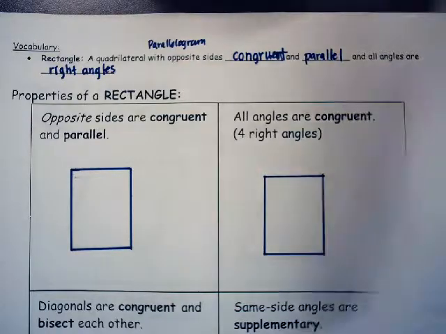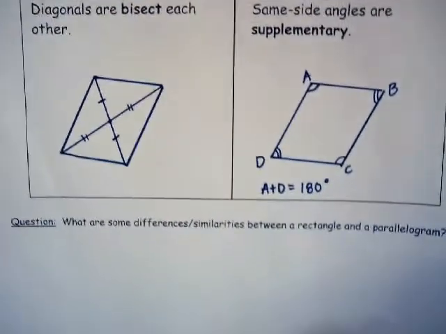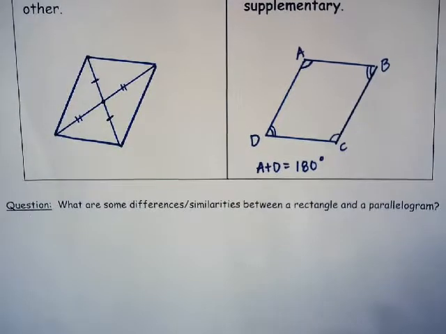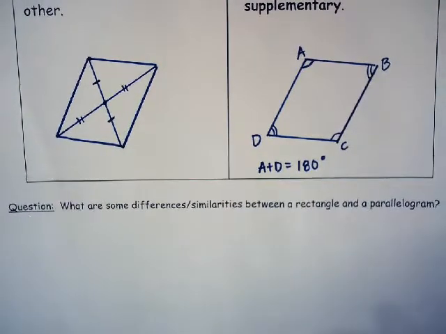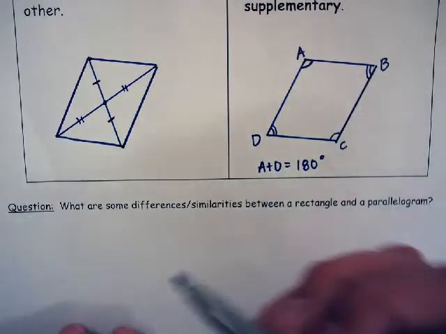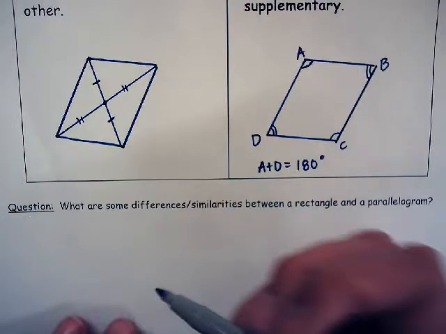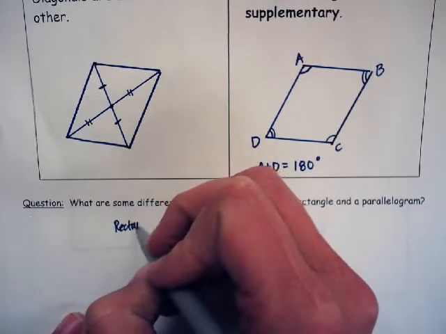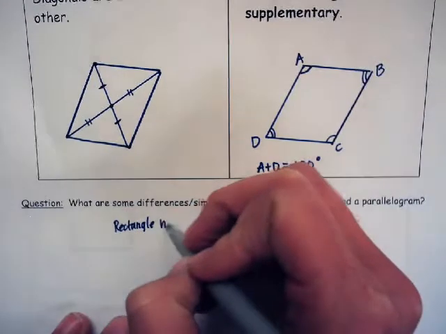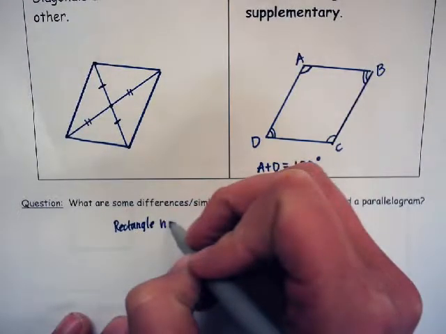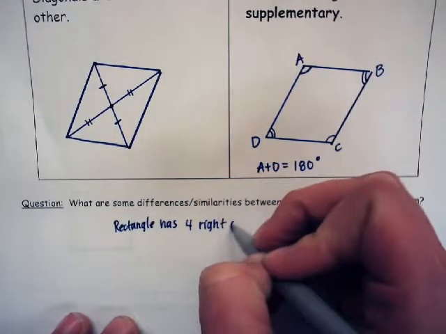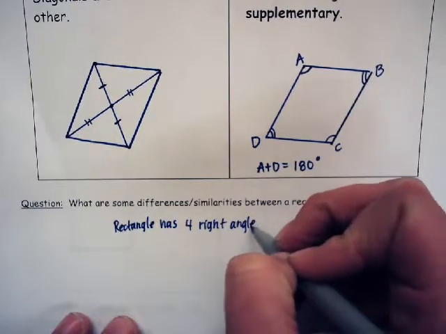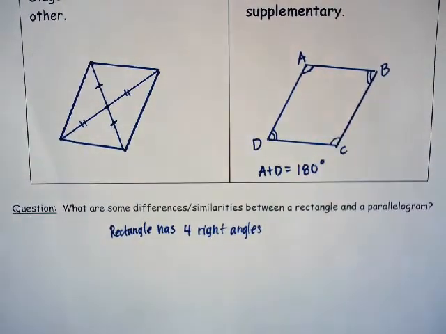So I know we're skipping around a little bit, but if we come back down here to our parallelogram notes, it said what are the differences and similarities between a rectangle and parallelogram? The difference is the rectangle has 4 right angles. That's the difference between a rectangle and a parallelogram. Everything else is the same.